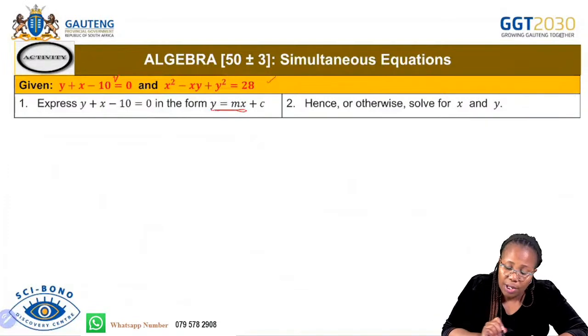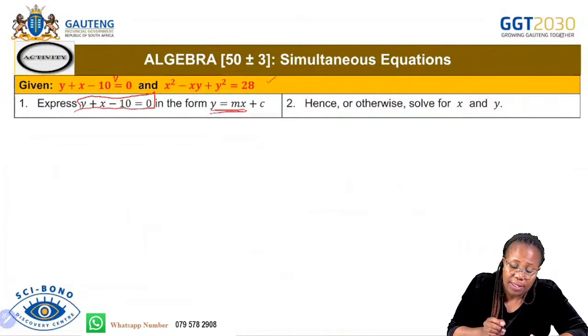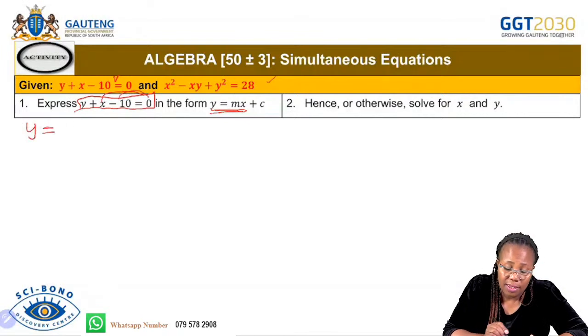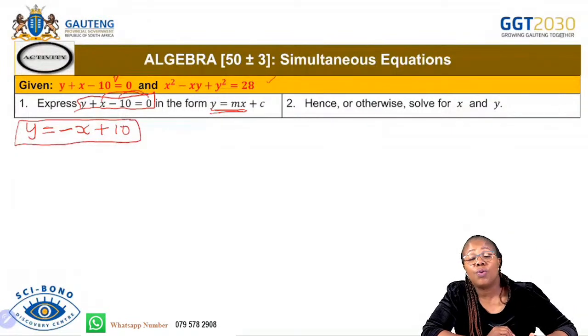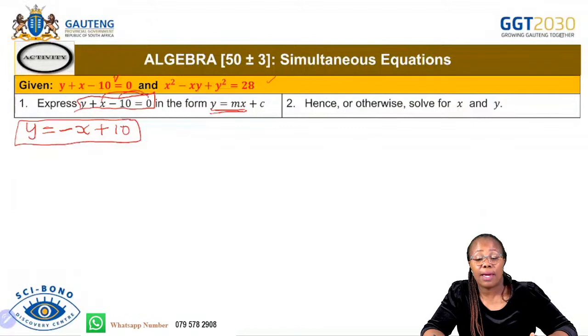Okay, now they want us to change this equation here and write it in that format. Make y the subject of the formula. That simply means we are going to transpose x and minus 10 to the right so that we can just be left with the y on the left as indicated there. And then followed by x: positive x becomes minus x, and the minus 10 becomes a positive 10. That is all they need, grade 12, for number 1, to change that equation into the mx plus c type.